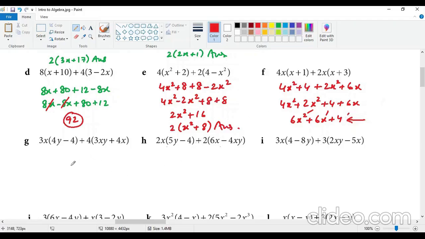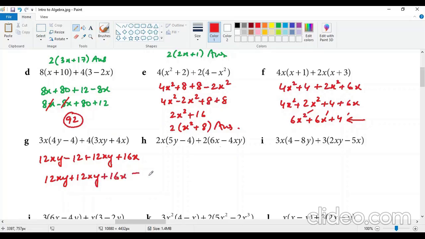This gives you 3 times 4 is 12 xy, minus 3 times 4 is 12, plus 4 times 3 is 12 xy, and plus 16x. Now we have 12xy and plus 12xy plus 16x minus 12. So this gives us 24xy plus 16x minus 12, and there is nothing common in all of them, so we keep it as it is.